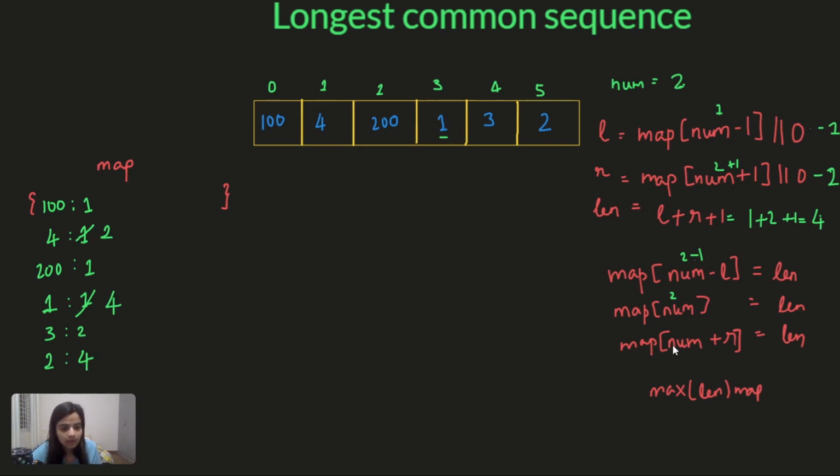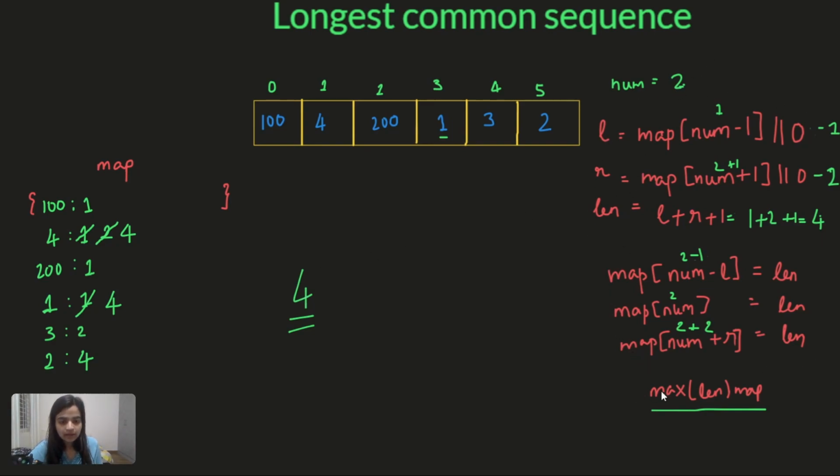Similarly, for map of num plus right value, which is 2. So map of 4 also gets updated to len. Len is 4. Out of all these values, we have to return the largest value. So out of 1, 4, 1, 4, 2, 4, which is the greatest value? It is 4. So we have successfully found our max value.